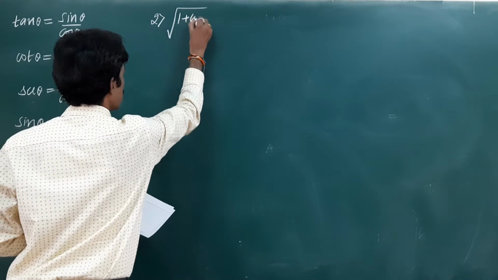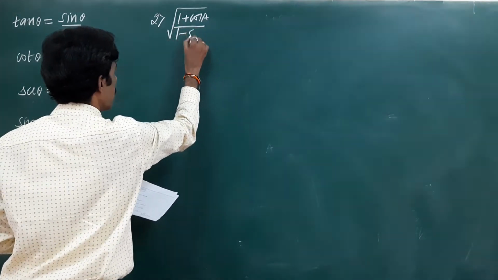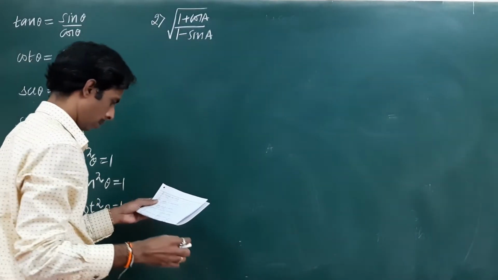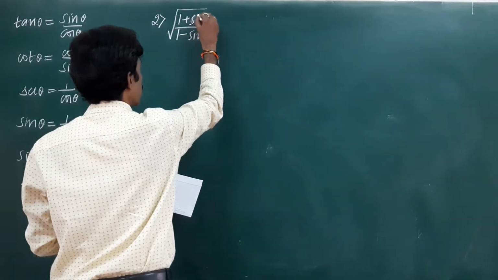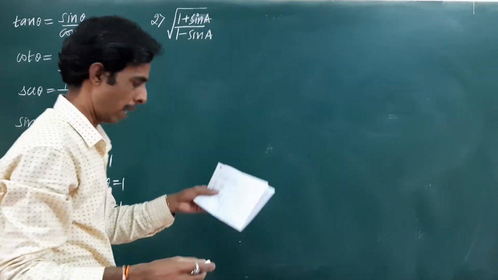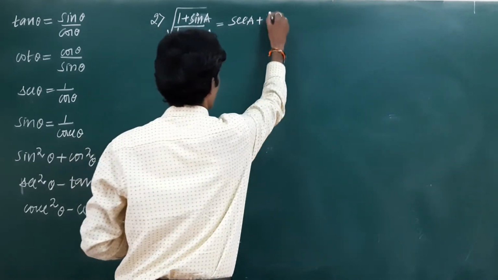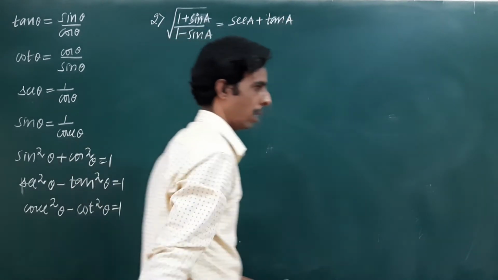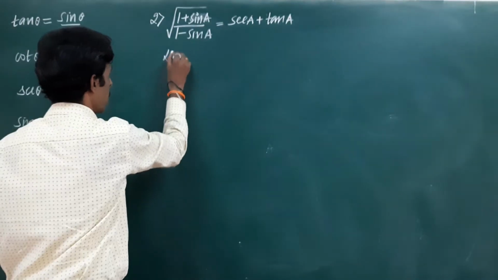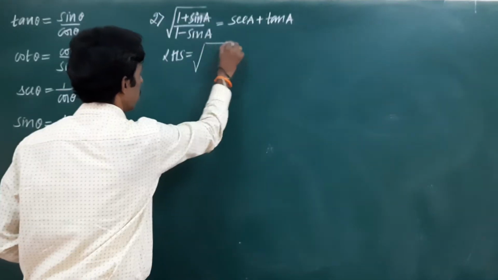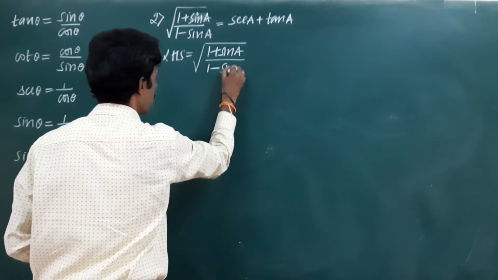Square root of 1 plus sin a divided by 1 minus sin a is equal to sec a plus tan a. Okay, next we'll see how to solve this problem. Now you consider the left hand side. LHS is equal to square root of 1 plus sin a divided by 1 minus sin a.